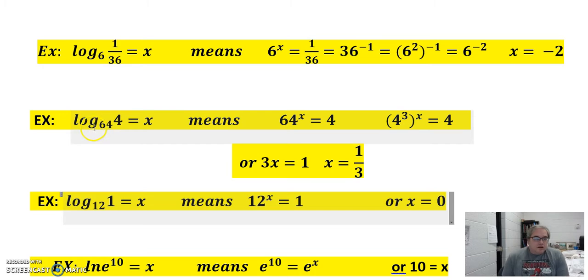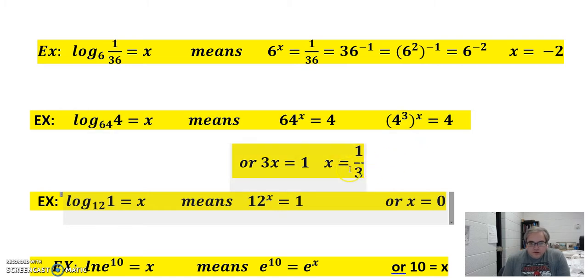The next one, log base 64 of 4 equals x. Well, when this number is smaller than that number, and it's not a ratio, odds are it's going to be a root of some sort. So if I look at this, 64 to the x equals 4, I could go through this method here, rewrite 64 as 4 to some power. So in this case, 4 cubed to the x equals 4. So that implies that 3x is equal to 1, x equals 1/3.